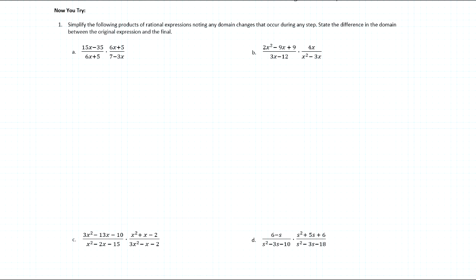Let's go through the answers to simplifying rational expressions when we're given a product and we're canceling out factors and the domain changes. So we want to be able to simplify the following products of rational expressions, noting any domain changes that occur during any step, and then finally state the difference in the domain between the original expression and the final.